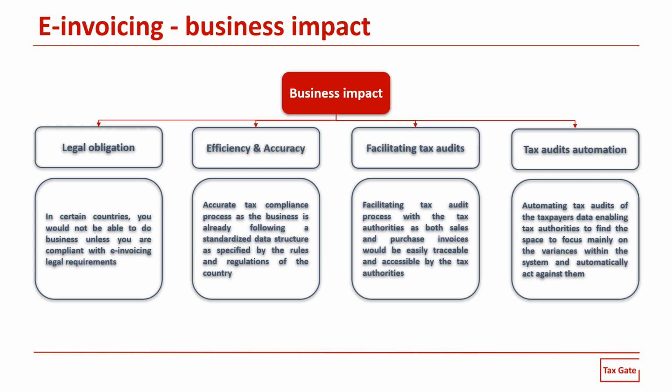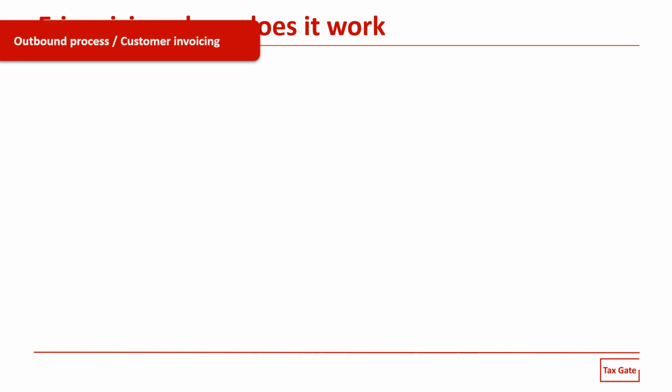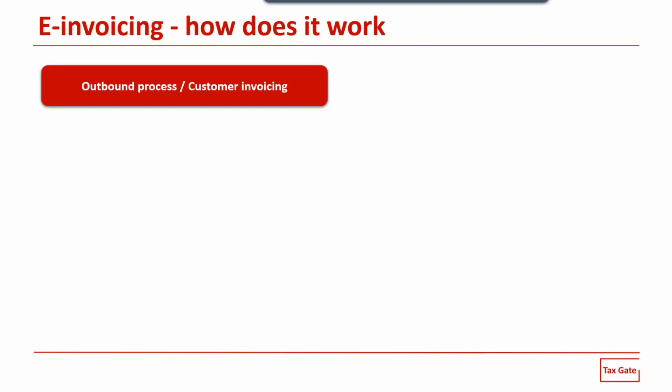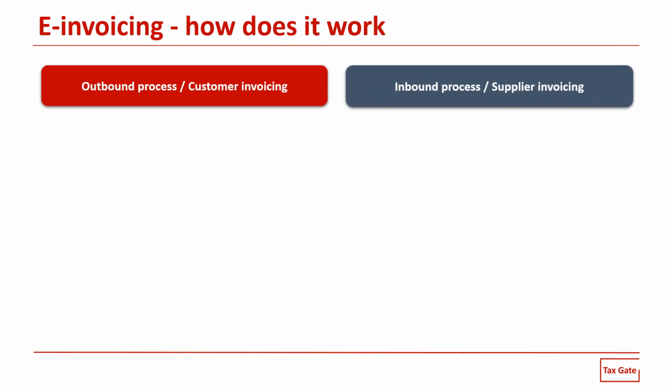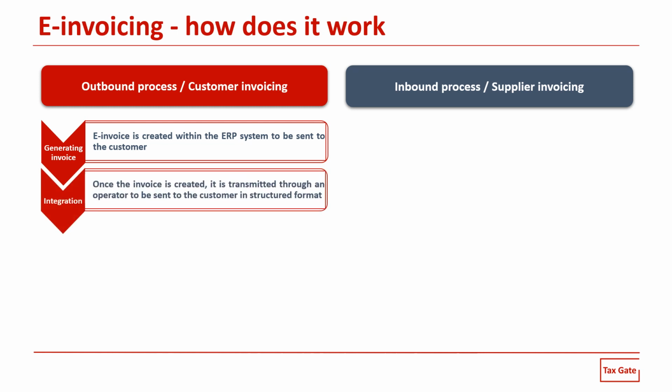Well, so that was briefly the impact on the business, and let's understand how e-invoicing works from the system perspective. And here let's differentiate between the following: the outbound process or customer invoicing and the inbound process or supplier invoicing. For the outbound process, it starts by generating the invoice as a first step, where the e-invoice is created within the ERP system to be sent to the customer against the provided goods or services. And then once the invoice is created, it is transmitted through an operator to be sent to the customer, being structured in a specific format.